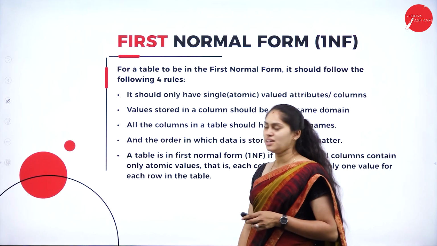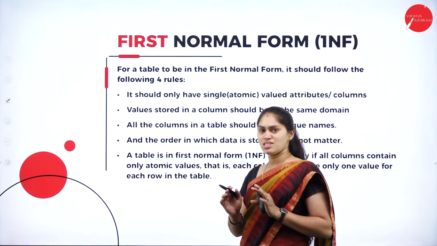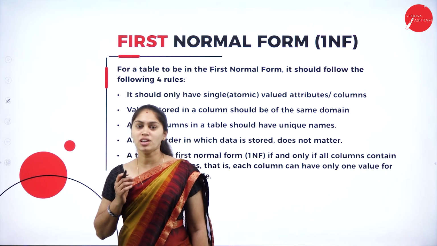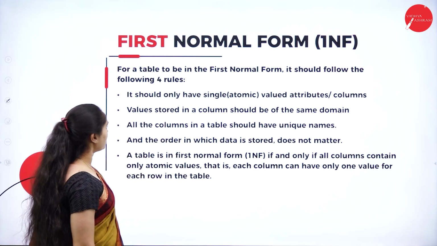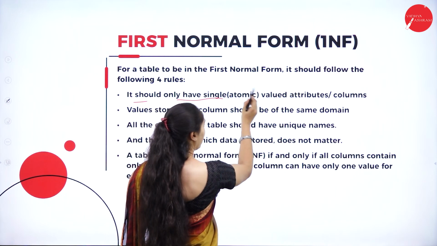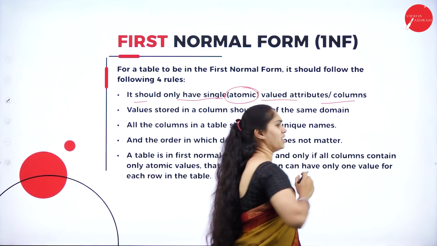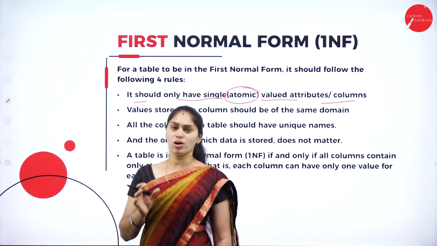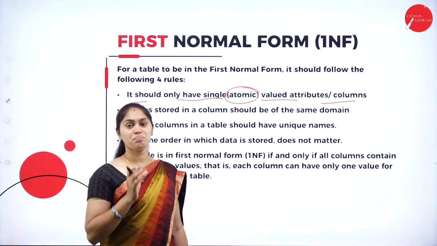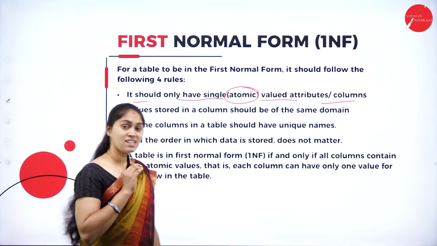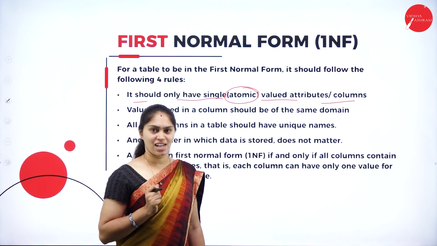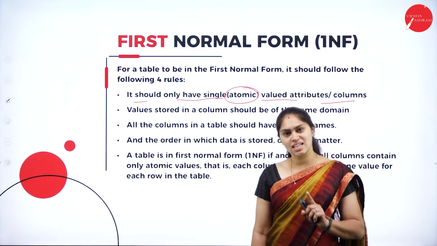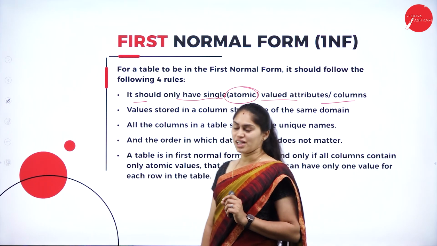We'll see the first one here, that is the first normal form. If I want to say that a relation is in the first normal form, then it has to follow or obey certain rules. It should have only single or atomic valued attributes or columns. For each column, it should take only one value as input. So whenever we have a column in a relation, the number of values should be single. It should not be a multi-valued attribute. Already you know about attributes and their types. So it should be a single valued or atomic value attribute.